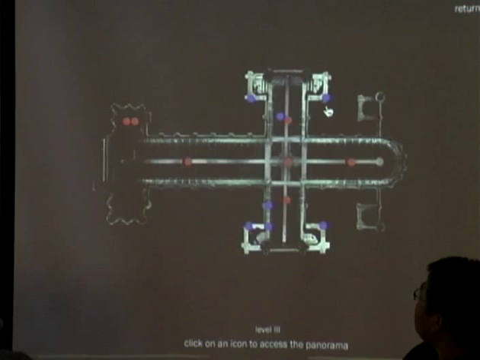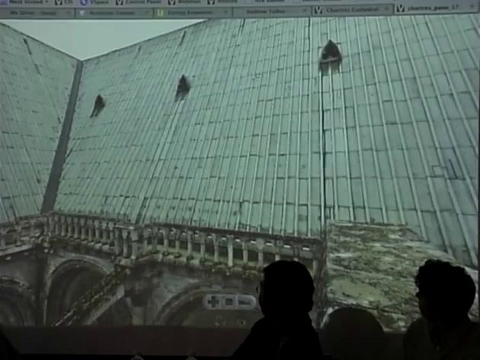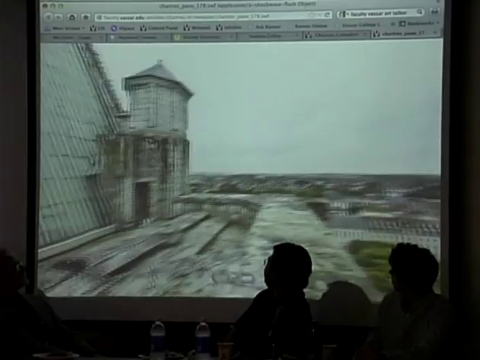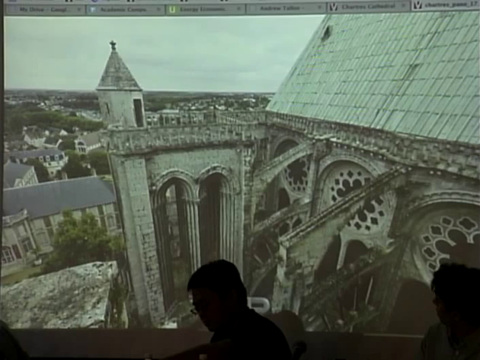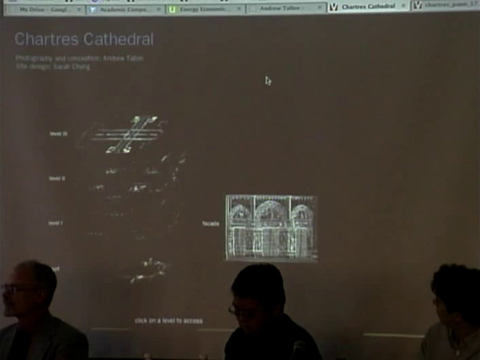Using the laser floor plans, I got to map out different parts of the cathedral that he had special interest in. And so students can go in and zoom in and really see what the actual perspective is from different sites at the cathedral. So this is one of the projects that I've been working on. And this is what Steve was saying is part of the enhanced classroom experience.